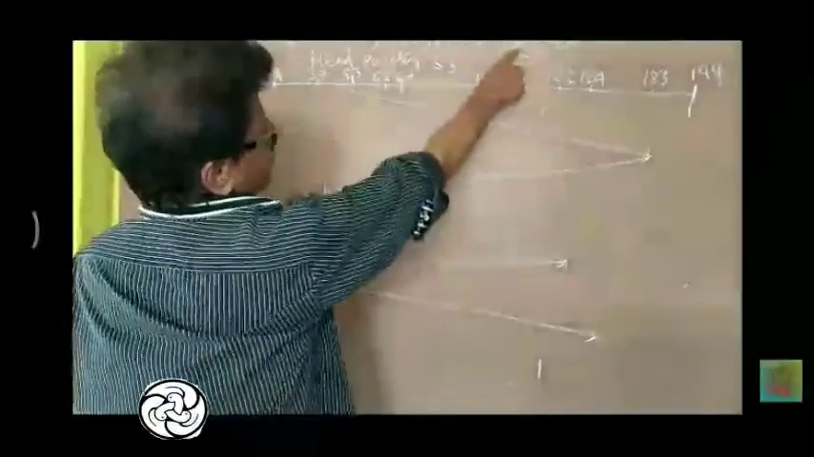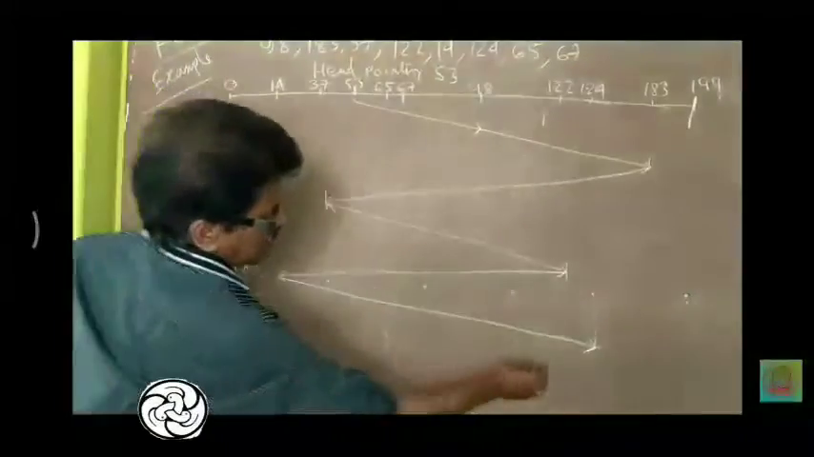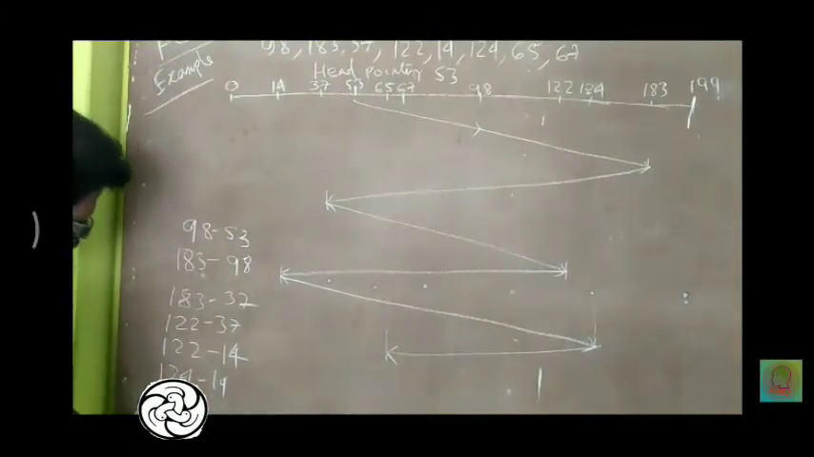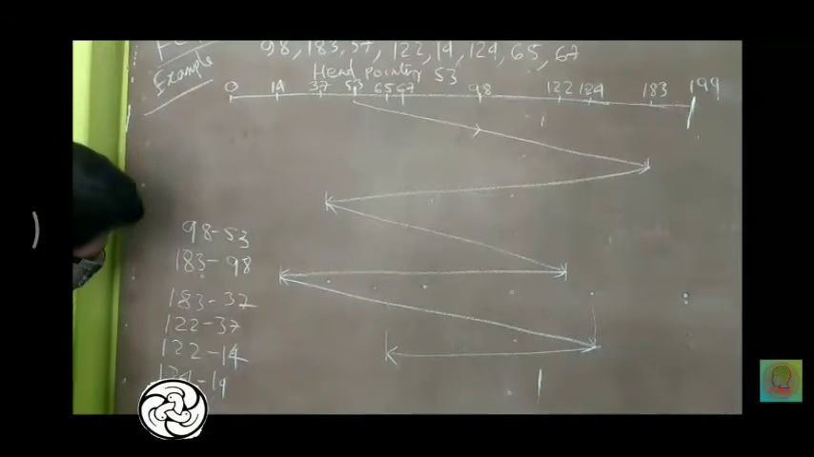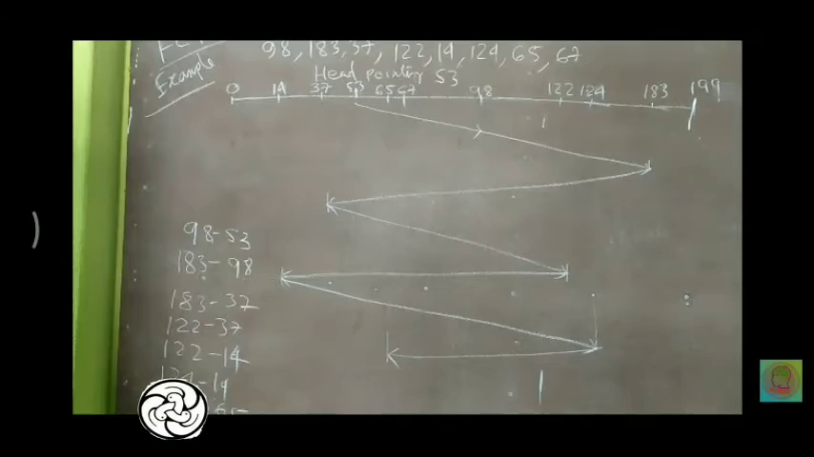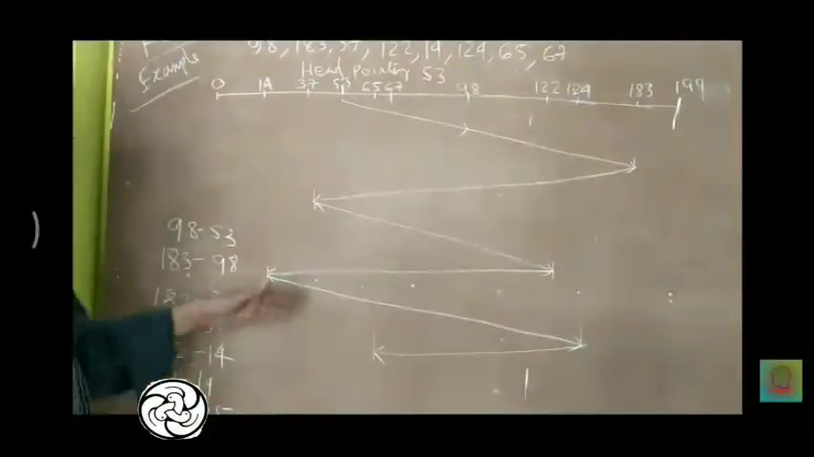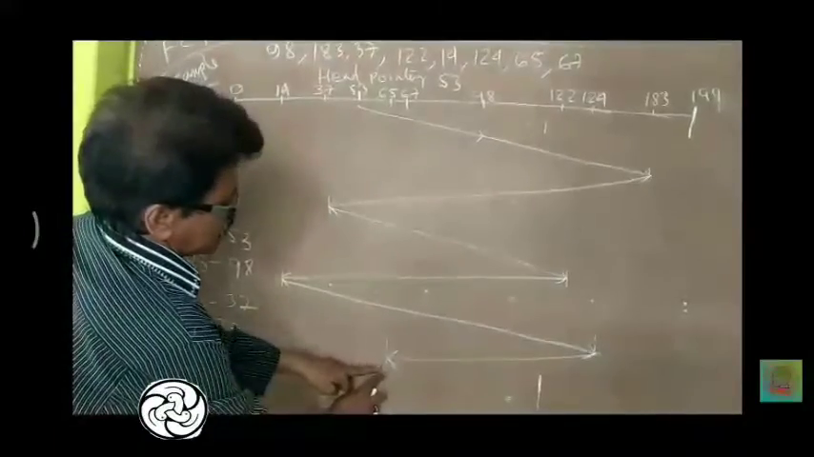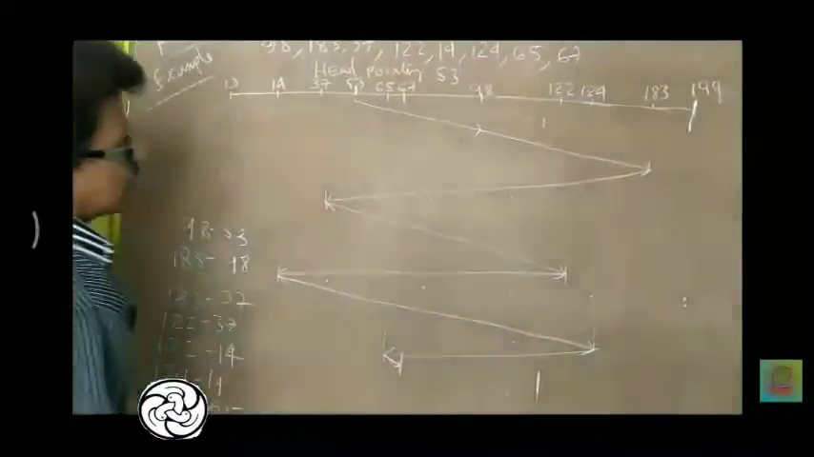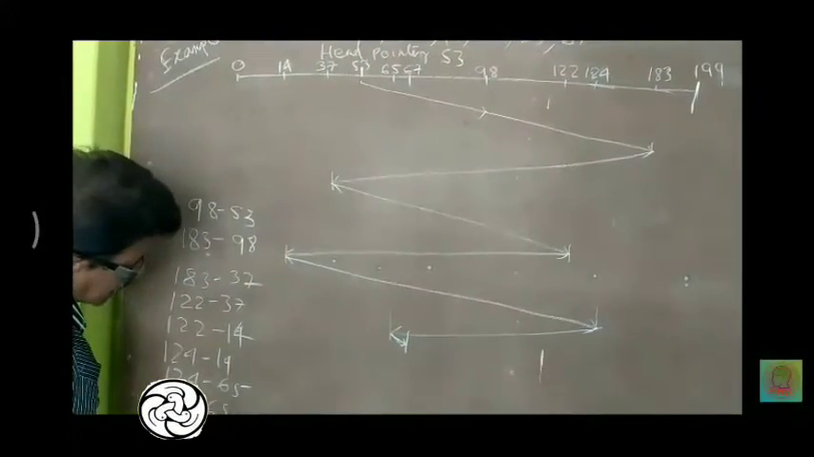Then from 124 we move to 65. Where is 65? This point is 65. So we again move to 65. That means 124 to 65. And the last request is 67. Now where are we? We are at 65. So we have to move just to 67. How many moves? 67 minus 65.